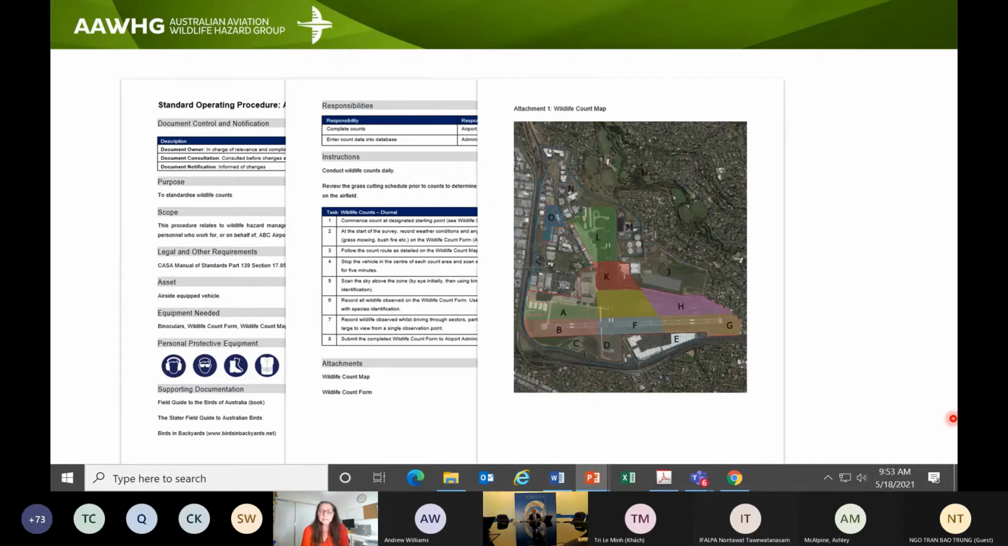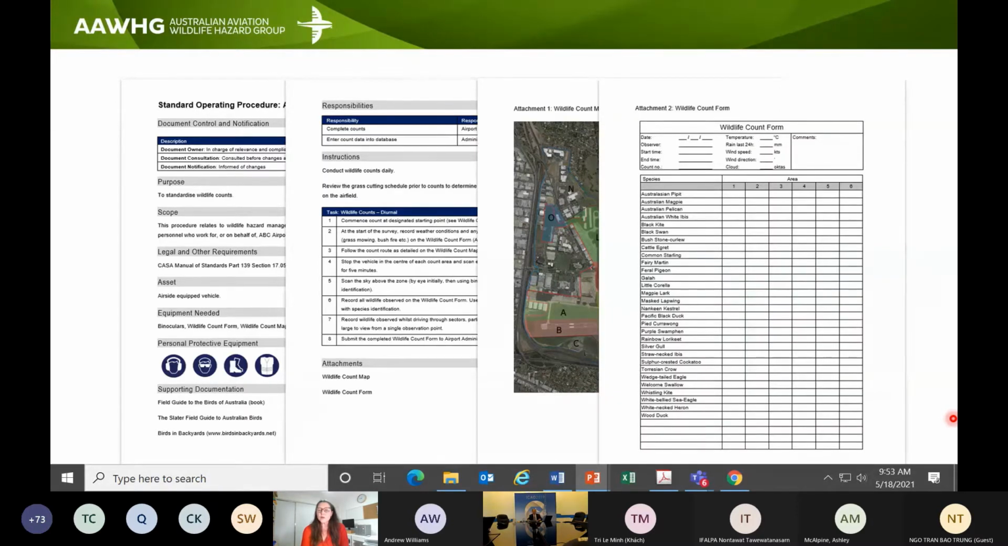For this particular airport, they also have supporting documentation in their SOP related to how the airport is divided into their bird count sectors. And also their wildlife count form. So it's an all-inclusive procedure that tells them who's doing what they should be doing, and how they can record the outcomes of implementing that procedure.